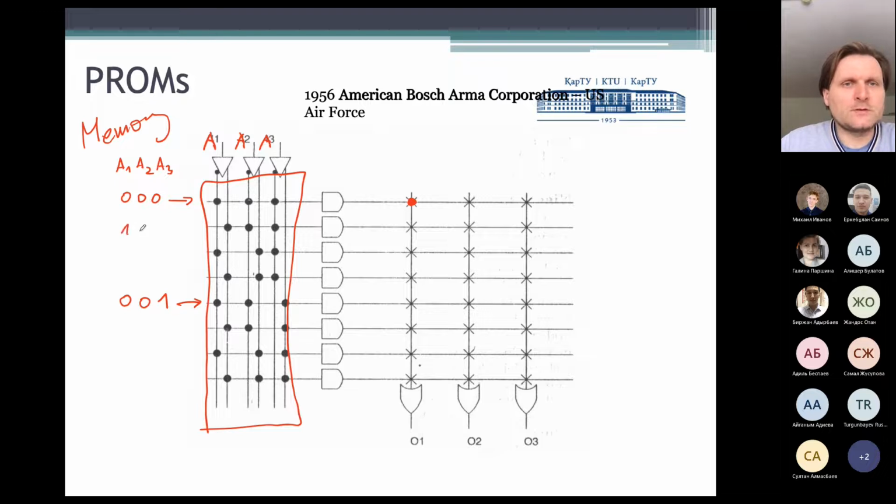another position 1, 0, 0, 1, 0, 1, 0, 1, 1, 0, 1, 0, 1, 0, 1, 1, 1, 1, 1.